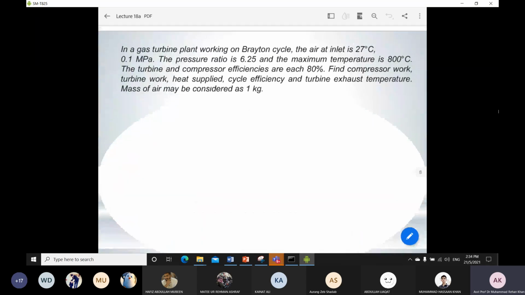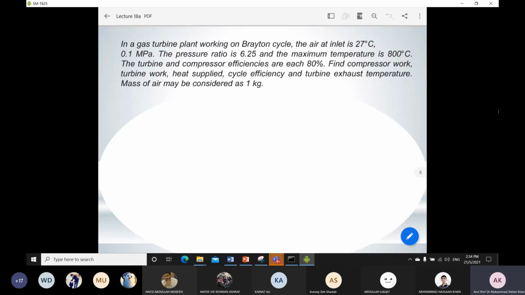Okay, so coming towards the next question, it is also related to the Brayton cycle. Here we are dealing with the actual Brayton cycle again. First, you have to read the statement.